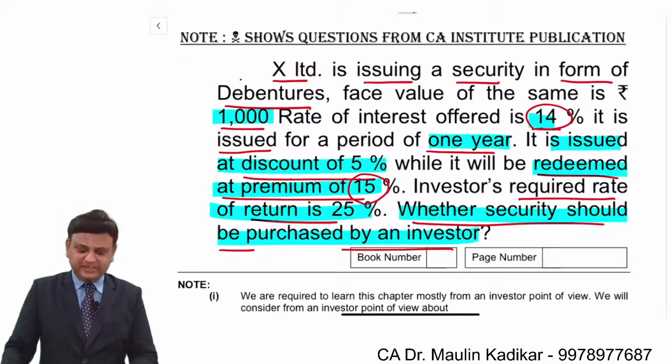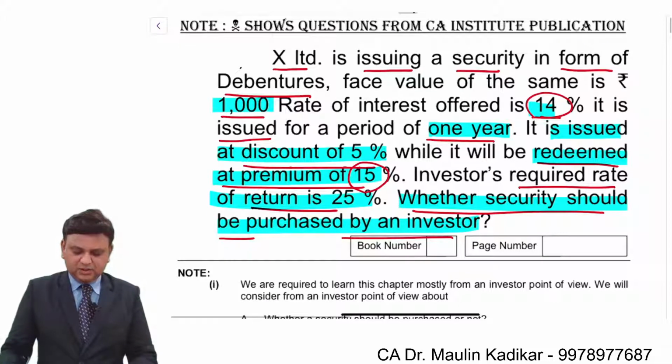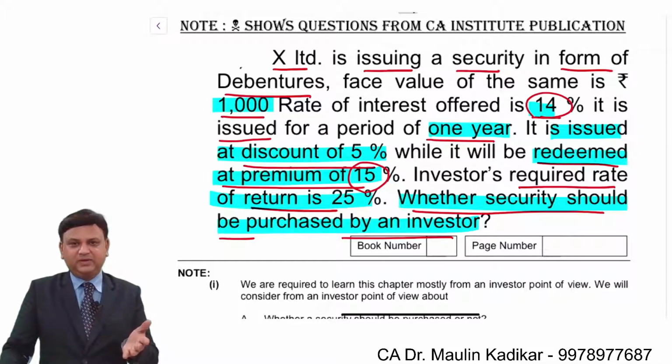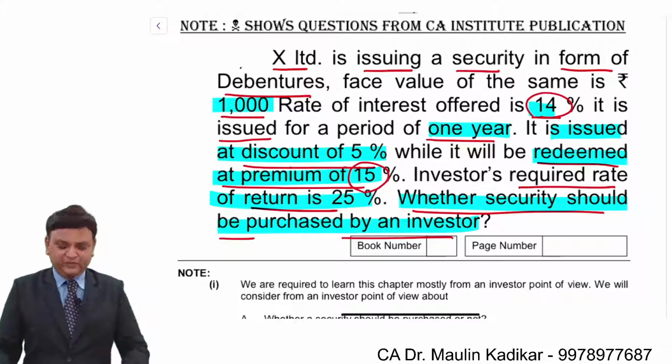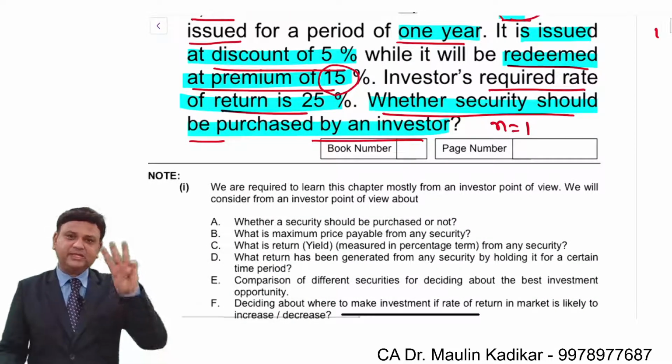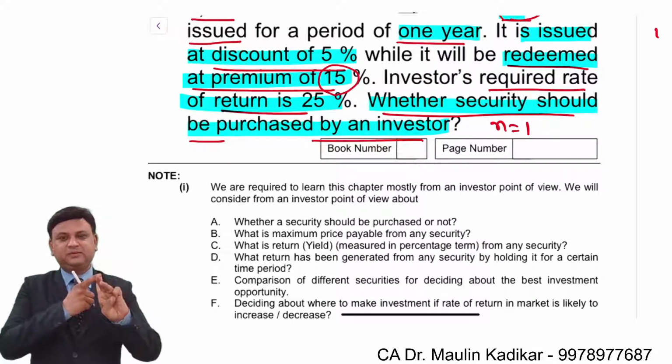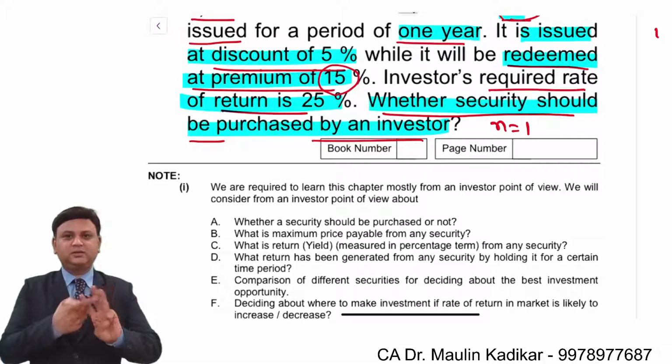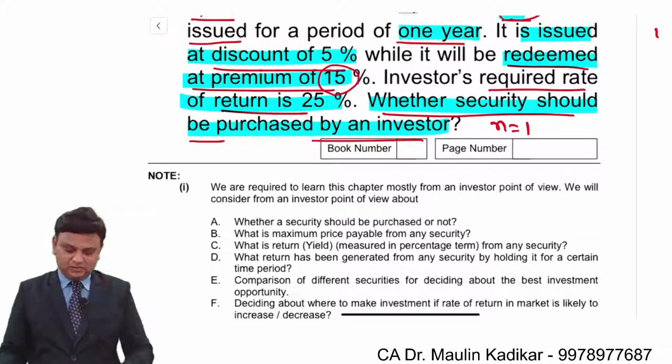So, summary for the entire chapter. The first question was only for calculation with respect to the NPV, the maximum price that you are ready to pay, and the return, if the time period is 1 year. तीन चीज बोला मैंने, मैक्सिमम प्राइस दैट यू आर रेडी टू पे, एनपीवी और रिटर्न अगर टाइम पीरियड 1 साल है तो.